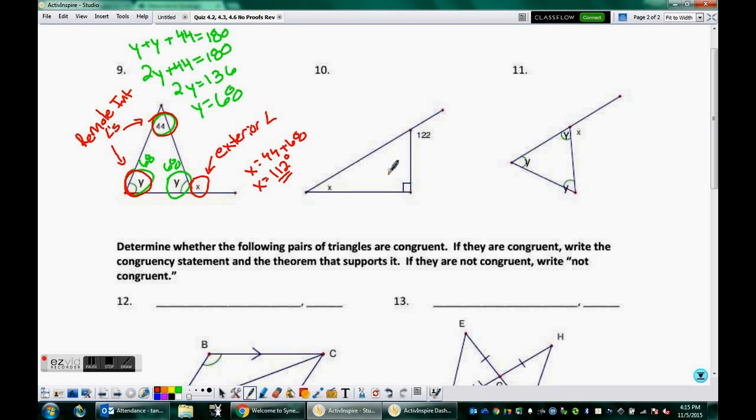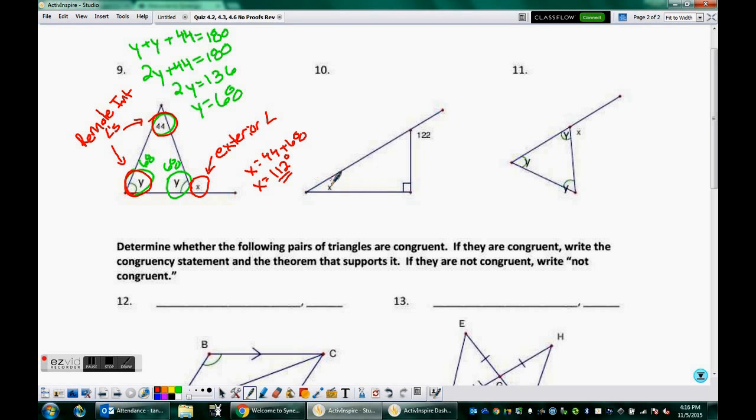Okay. For this one, you could have gotten away with not knowing that the remote interior angles add up to be the exterior angle. Okay? That's not always going to be the case, so make sure you also memorize that little tidbit. And that's also a shortcut for like number 10 here.